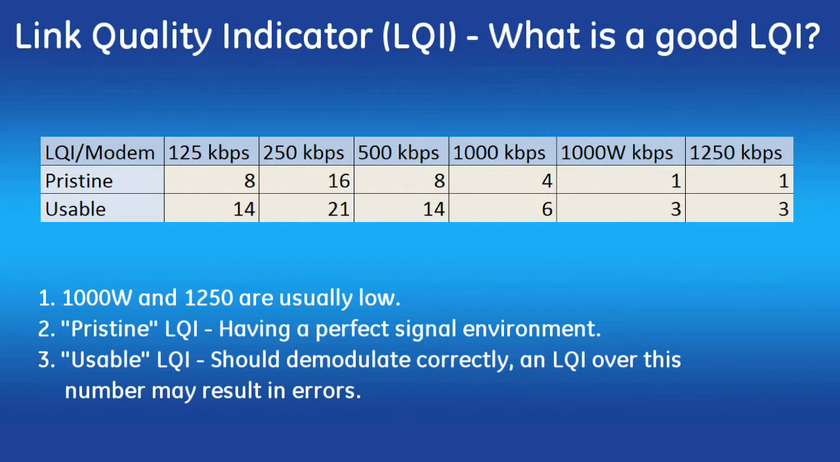Usable means the signal quality is good and the radio should be able to demodulate correctly. However, if LQI averages are approaching this limit, then one could expect there to be errors. Ideally, average LQI should fall somewhere in between the two values shown for each modem.